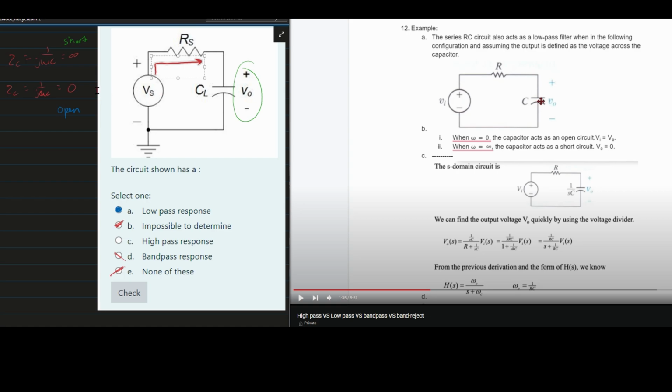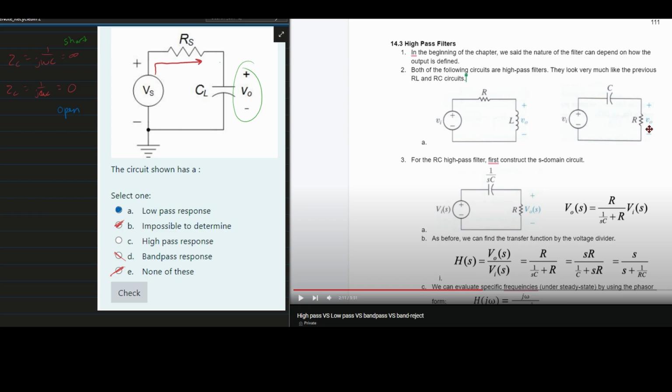Now, when it goes to infinity, the capacitor looks like a short circuit, it opens up, and so our voltage output is going to be 0. And that's just a little bit more information. So that's how we would look at this problem and kind of the methodology behind it.